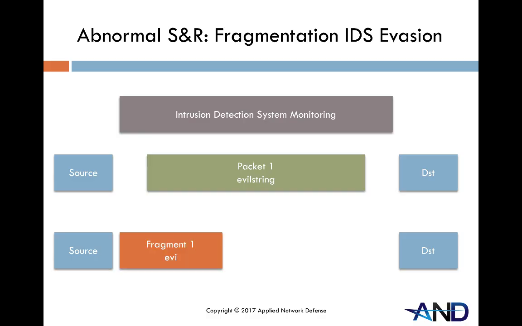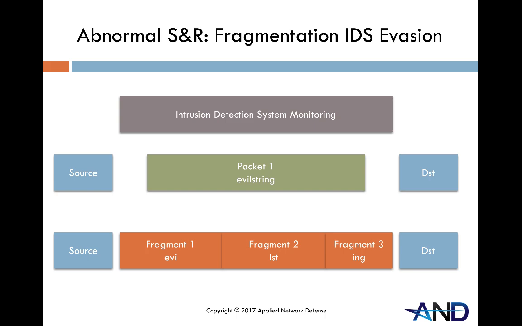What if we fragmented it like this, where EVI was in fragment 1, LST is in fragment 2, and ING is in fragment 3. So we still have the same string, but it's broken up across 3 different fragments, and it's still going to get to its destination and reassembled. So we're still going to be doing the evil thing we're doing, but it's going to be broken up such that the IDS may not be able to see that. Well, that's an IDS evasion technique, and for a long time, it was a very productive and successful evasion technique.